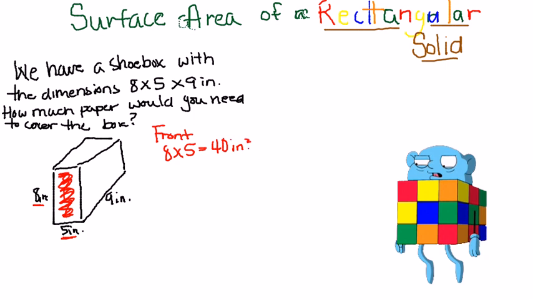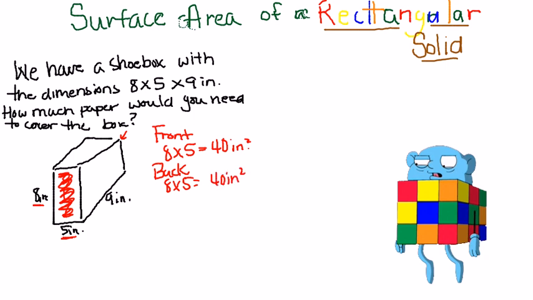Okay? What matches the front? So I don't actually have to do any math. I just copy this over. Did you say back? Then you are correct. So the back of this box, which is right there, we can't see it, is 8 by 5 also, making it 40 inches squared. Okay?